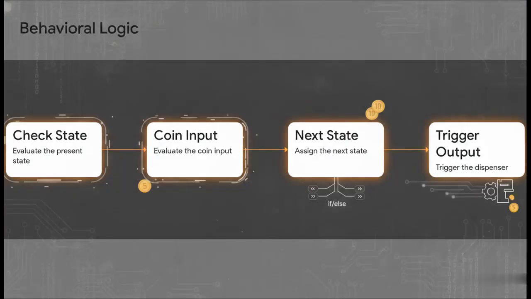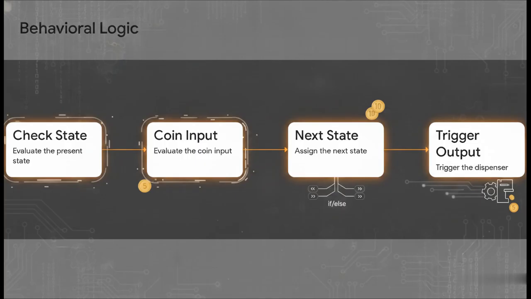With our vocabulary locked in, we can write the behavioral code. The Verilog program operates on a repeating 4-step loop that's triggered continuously by a digital clock. First up, it checks its present state, basically asking, where am I right now? Second, it evaluates the coin input. Did a 5 or a 10 just drop in?